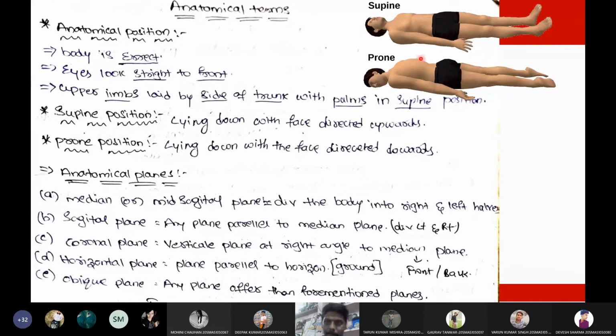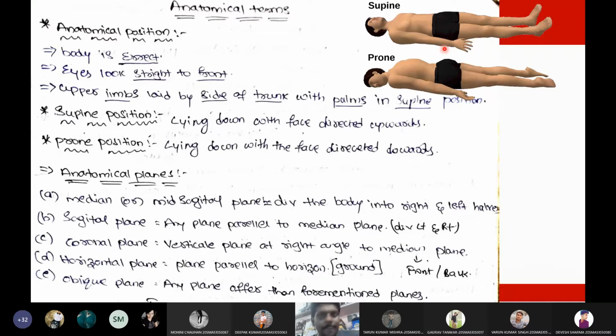Prone position means turning backside. So this is the difference between supine and prone position. Sometimes we need to place the patient on the structure either in supine or prone position, depending upon the type of fracture the patient has. In some situations we must keep the patient in a prone position, and in some situations in a supine position.